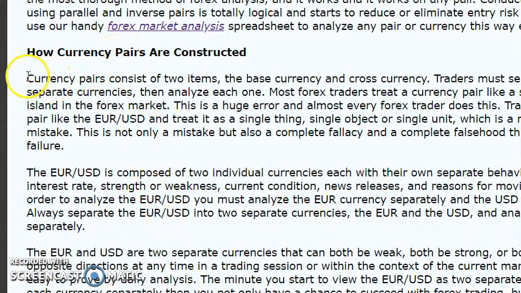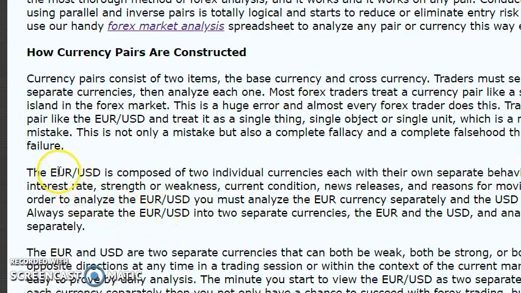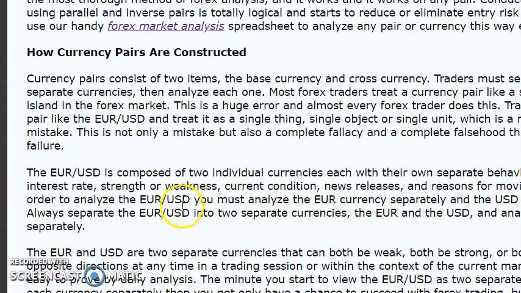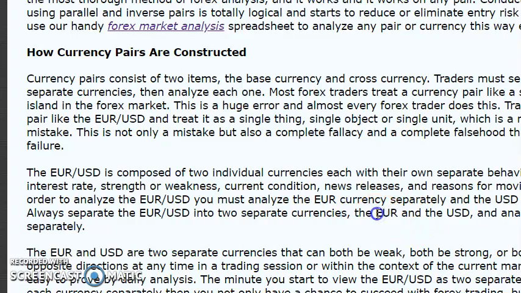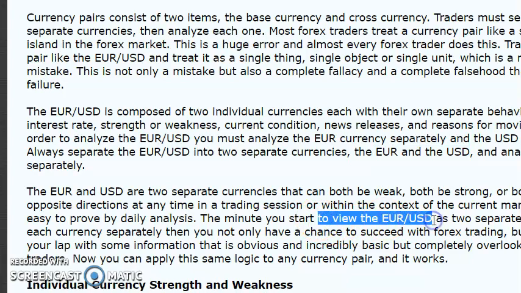So every currency pair consists of 2 items, the base currency and the cross currency. The Euro USD is composed of 2 individual currencies. So what you have to do is analyze the Euro and the USD separately. The Euro and the USD have to be analyzed completely and totally separately. Then the analysis of the Euro and the USD together will give you the correct analysis of the Euro USD.